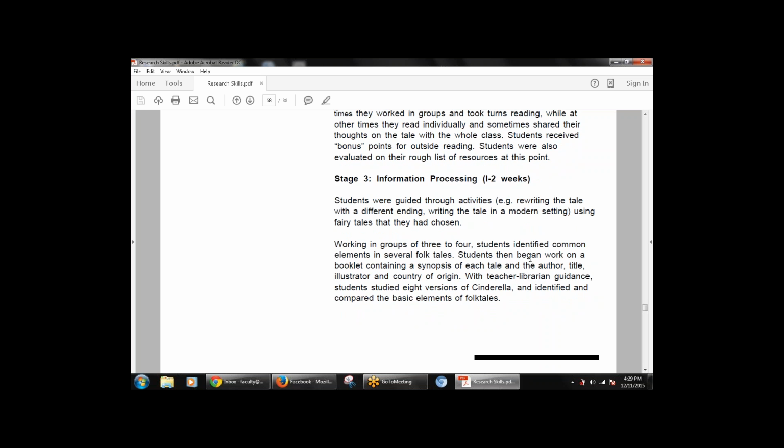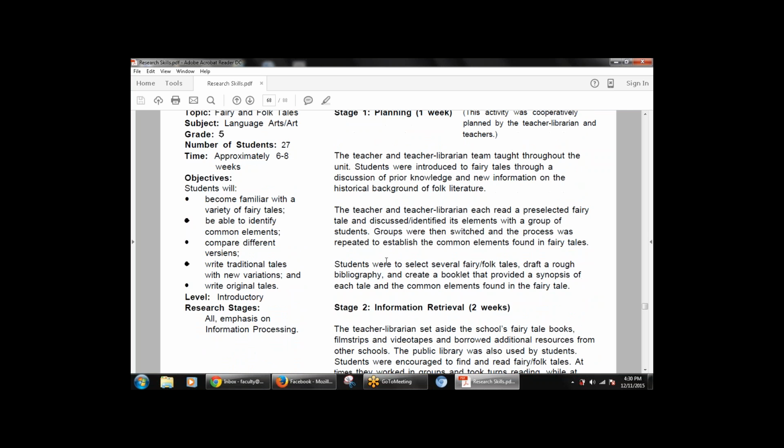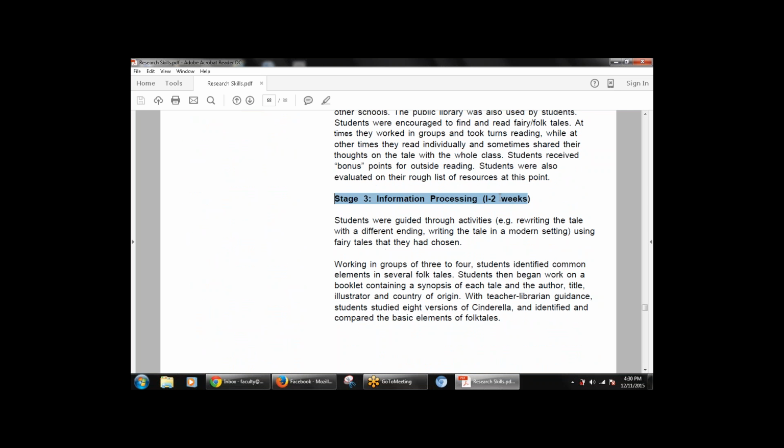So they are doing the information processing, and with the teacher librarian's guidance, students studied 8 versions of Cinderella and identified and compared the basic elements of the folktale. So these are the 3 stages covered, and the most important, crucial stage is information processing.